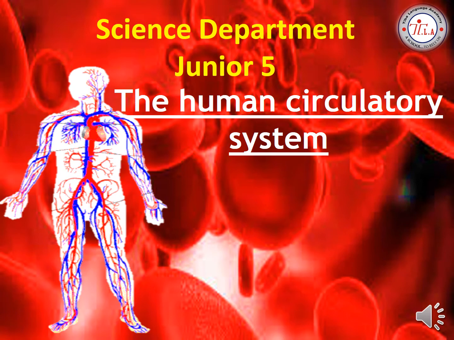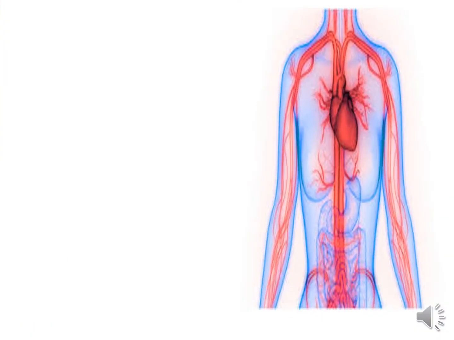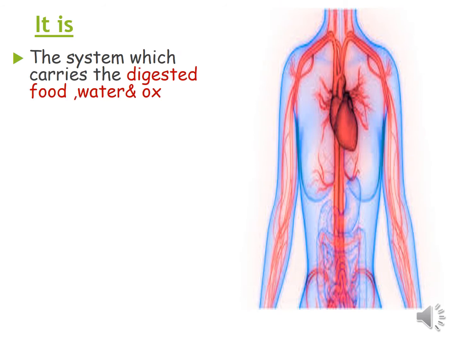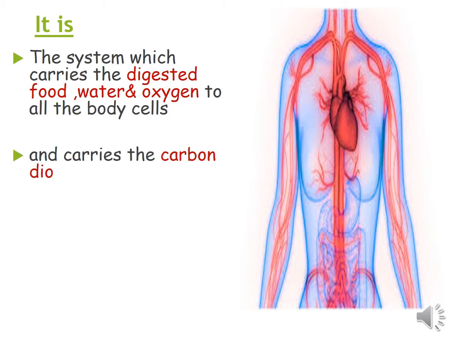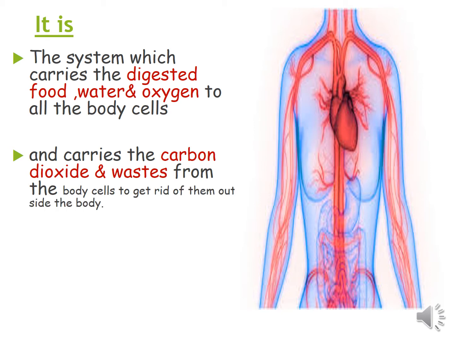Today we are going to talk about the human circulatory system. The circulatory system carries the digested food, water, and oxygen gas to all body cells, and carries the carbon dioxide gas and wastes from the body cells to get rid of them outside the body.